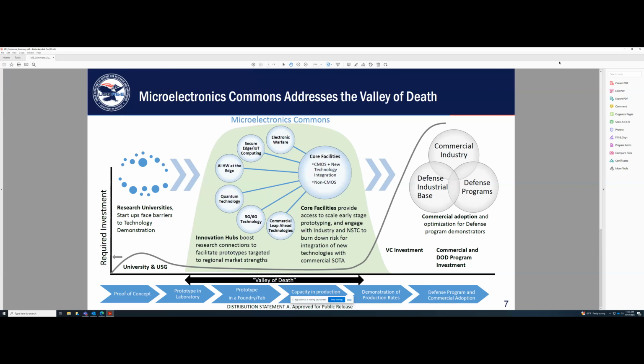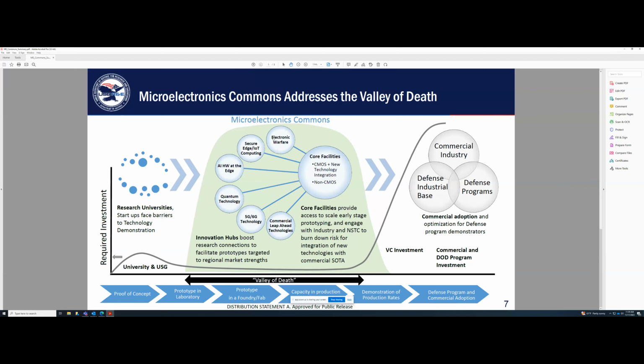Because I think having partnerships with commercial entities is going to ensure that the technologies that we leverage in the future make it onto the battlefield and into the hands of the warfighter. So really, I'm glad to be part of this conversation.